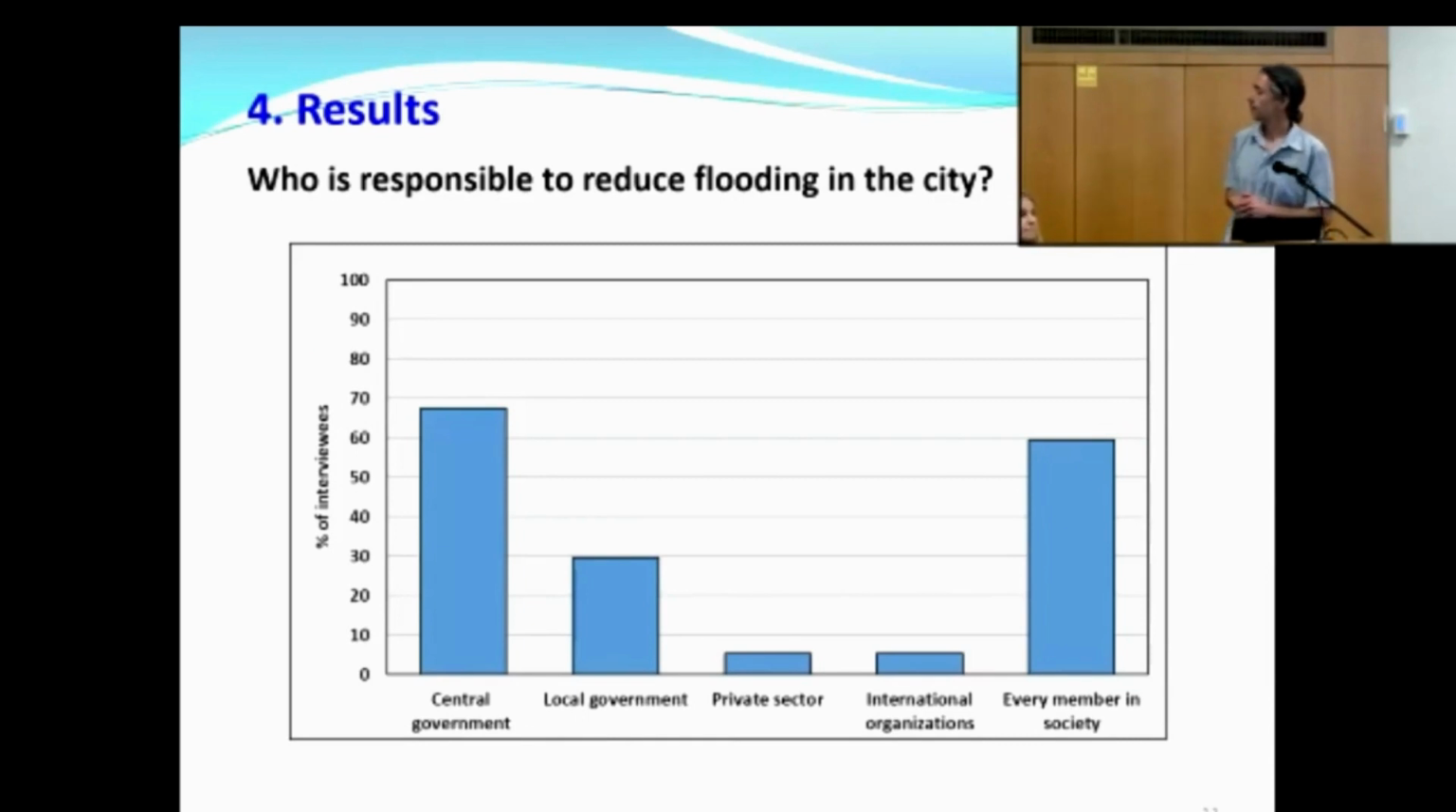So many of them thought it's the central government. It's not the city that's supposed to deal with that. And others mentioned that every member of society is supposed to do something to reduce the effect of flooding. The interesting thing here is that in the literature that deals with the urban dimensions of climate change, the city level is always highlighted as the most important level because it mediates between individuals and the higher levels of government. Yet only a third of the respondents answered that it's the local government, the city, that should take action. Most of them don't really see the city as a very relevant player in this migration game.